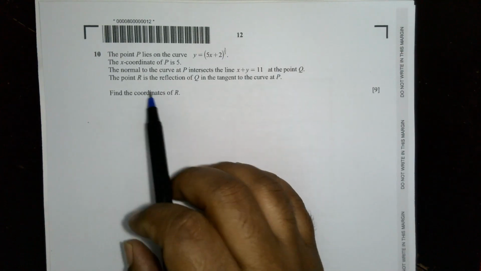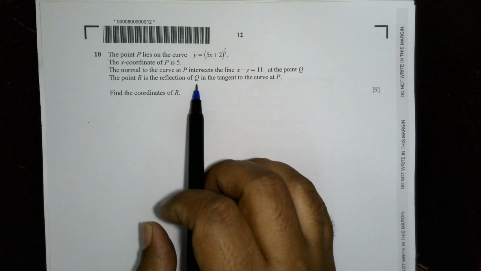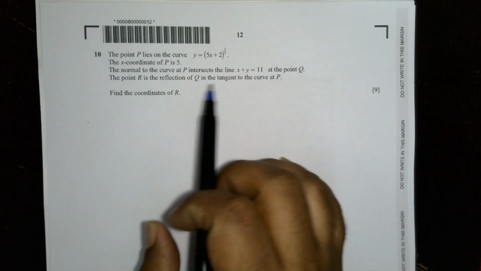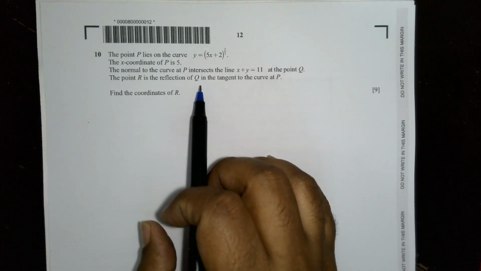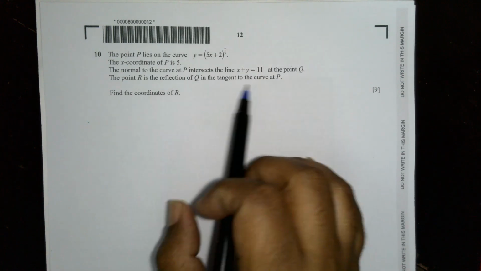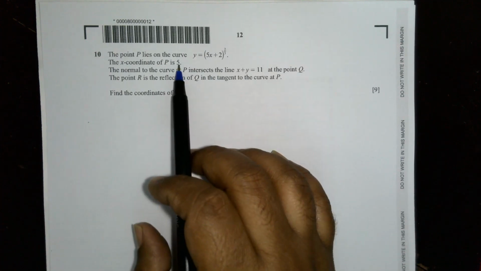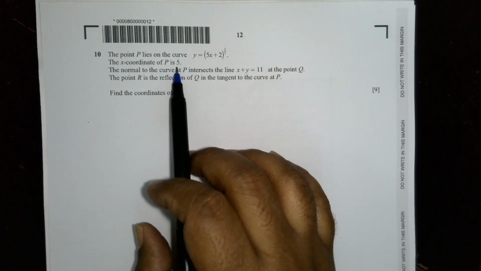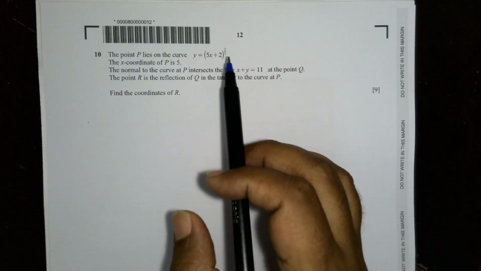So in order to find the coordinates of R, since R is dependent on the points Q and P, at first we have to find the coordinates of P and Q. At the very first attempt, we can easily find the coordinates of P because the x coordinate is already given. If we substitute this x coordinate in this equation, we can immediately get the y coordinate of P. So let's get the y coordinate of P.